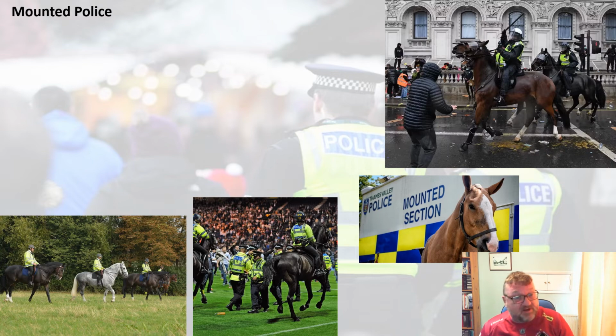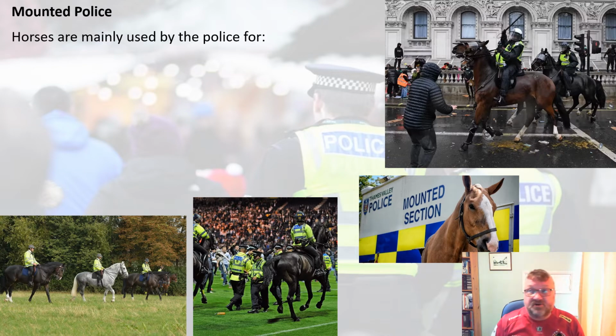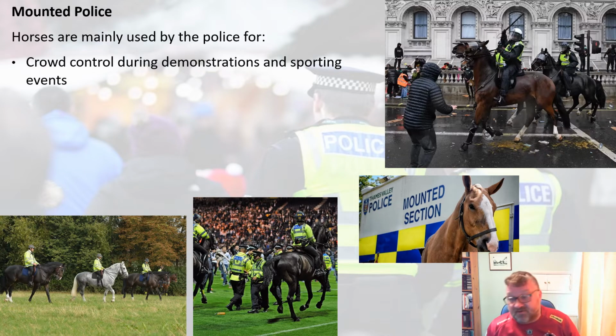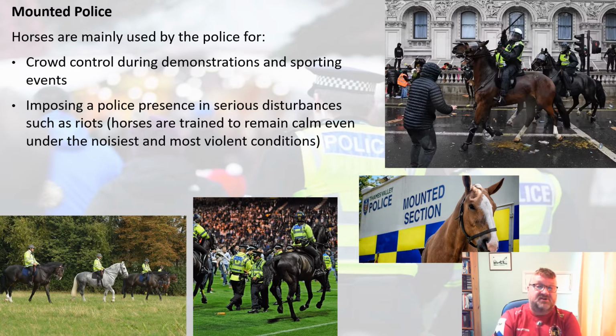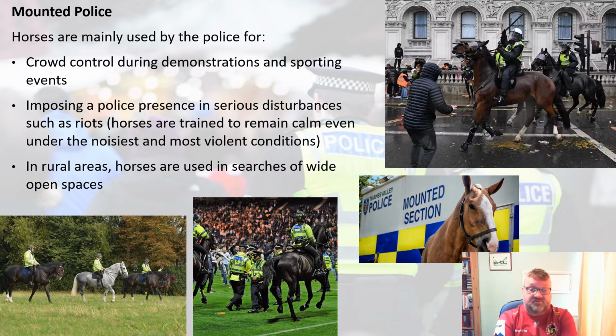Then we've got the mounted police. Horses are usually used by the police for crowd control, demonstrations, sporting events, etc. But as well as imposing a police presence in disturbances such as riots, they will also be used in rural areas to search wide open spaces. If you think of us down here, Dartmoor, it's much easier to scour some of the wilder parts of Dartmoor on a horse than in a police car or on foot. So in rural areas, the role of a police horse is more diverse.